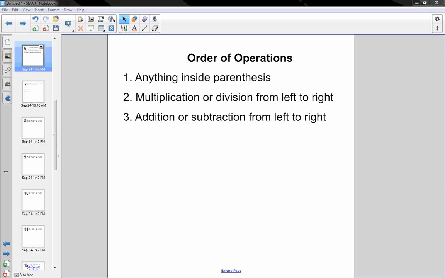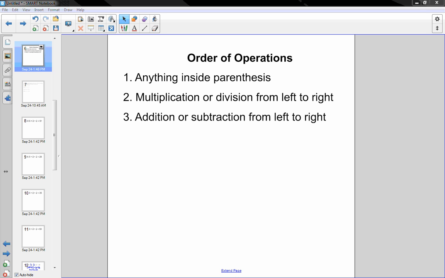So number one, anything inside parentheses, you would do those problems first. Number two, multiplication or division from left to right. And third, addition or subtraction from left to right.